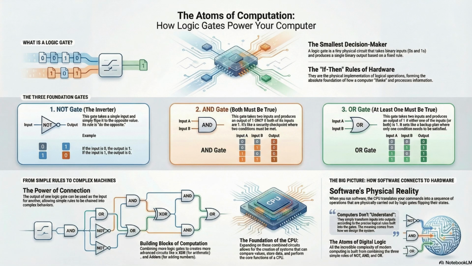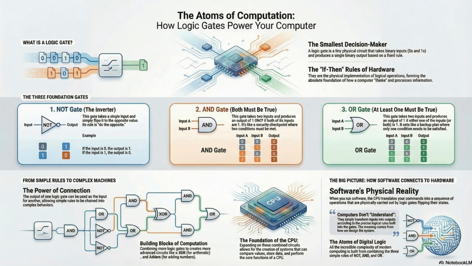Let's just state the rules explicitly because I think that really helps ground this. So if the input is 0, the output must be 1. Right. And if the input is 1, the output has to be 0. And you asked why this is so necessary. I mean, why do you need to be able to flip things?